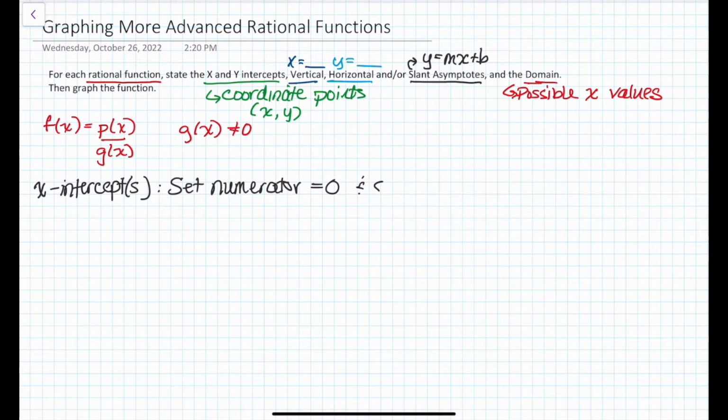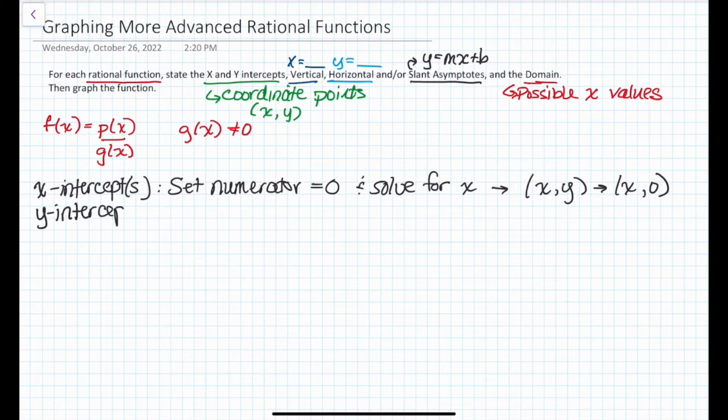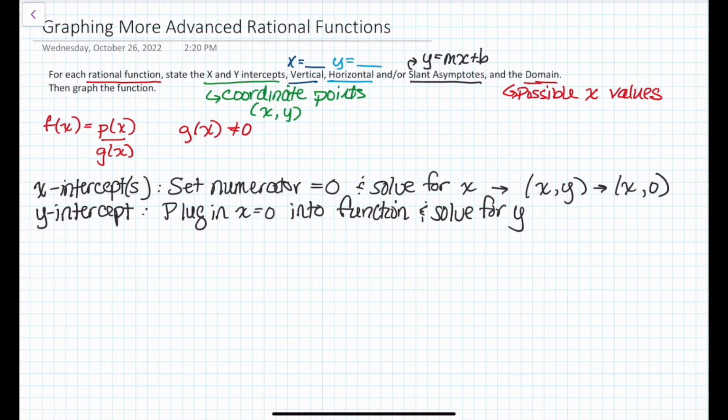So x-intercepts, first of all, we need to just set the numerator equal to 0 and solve for x. And we want to write that as a coordinate point. Remember, it will always be whatever my x value is, comma 0. You will only have one y-intercept. And for a y-intercept, we just need to plug in x equals 0 into the function and solve for y. And we'll do examples of all of these.